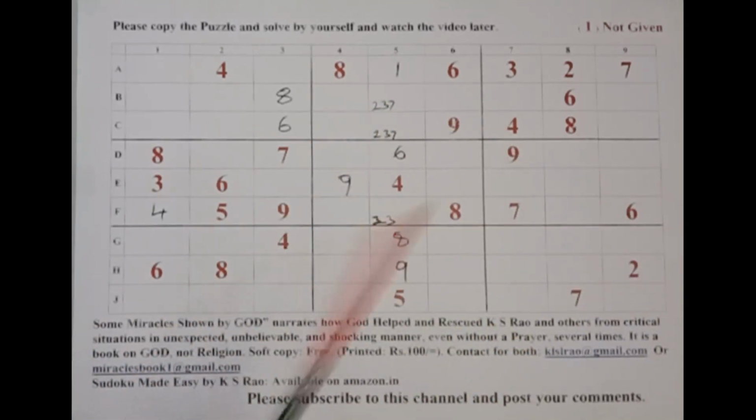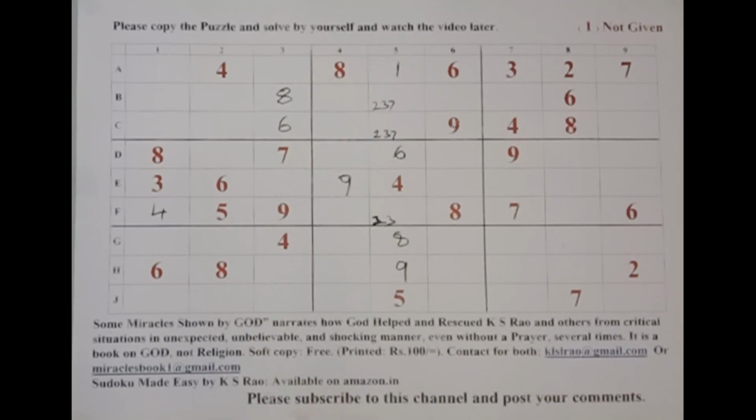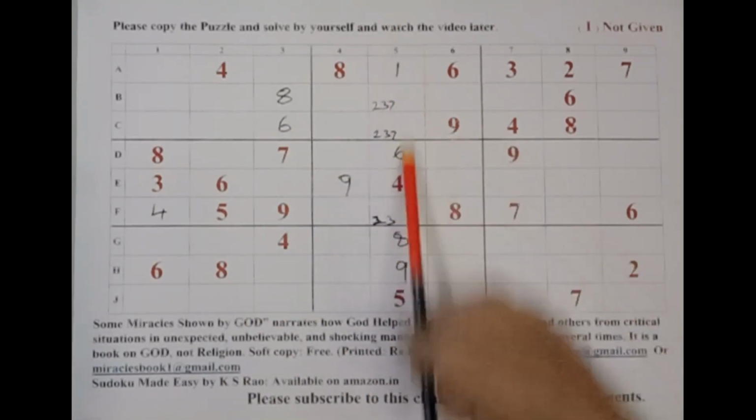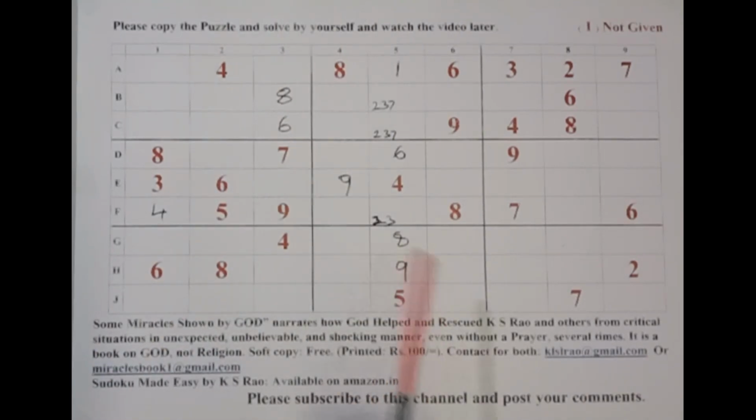Okay. Now, what else can be done in this middle vertical strip? We have 1 occurring just once. Okay, 2 is locked up in column number 5. 3 also is there. 4 once it occurs. 5 also once it occurs. 6.